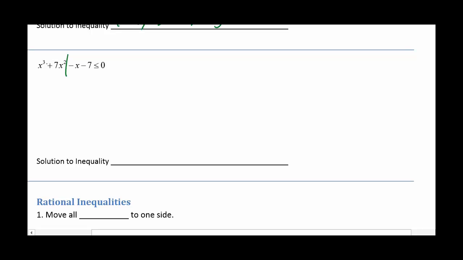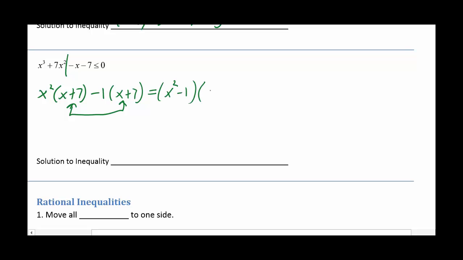So what can I factor by grouping? You split it up into 2 sets of 2, and you look for the greatest common factor for each set of terms. So what can I factor out of x cubed and 7x squared? And I can take out an x squared. Leaves me with an x plus 7. And what can I factor out of negative x minus 7? And I can take out a negative 1. That leaves me with x plus 7. And if you do factor by grouping correctly, you should have those 2 parentheses, the 2 binomials in there should match. Okay, so in factored form then, I get x squared minus 1 parentheses times x plus 7.